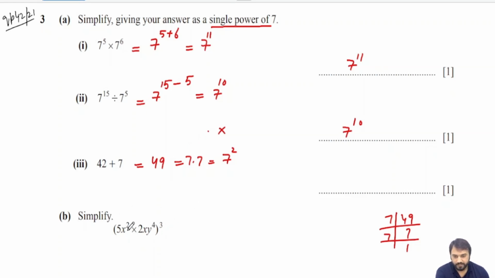Now part B is: simplify 5x square into 2xy raised to power 4, whole power is 3. How can we solve this?